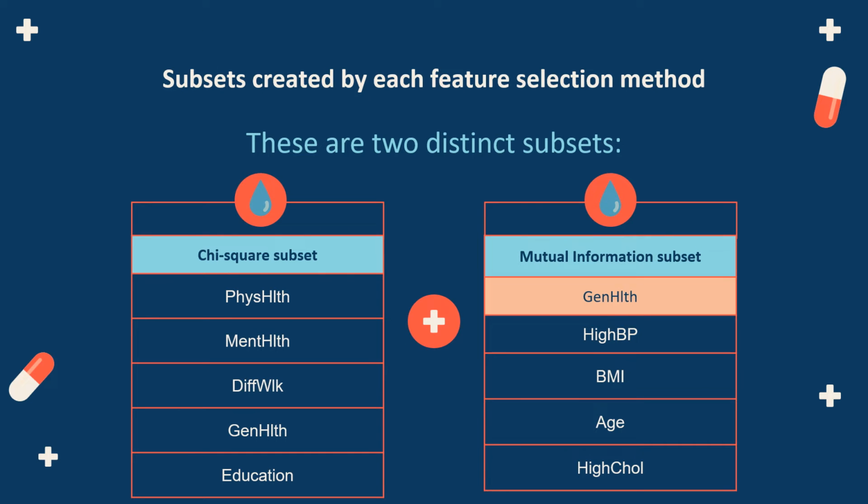So these two tables contain the listing of the chosen significant features by their feature selection method. So we can see the chi-squared subset on the left and the mutual information subset on the right. The tables also demonstrate that the two methods pick distinct features with only general health rated across both feature subsets. This indicates, at least statistically speaking, that these features are the most significant or important in predicting diabetes.